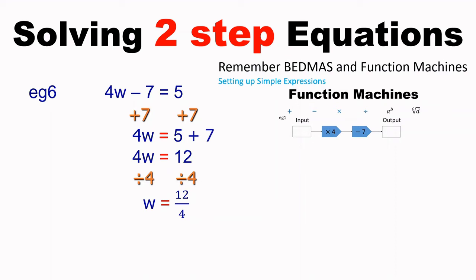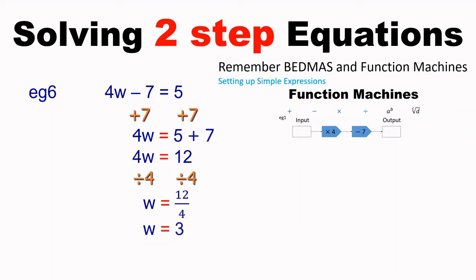Remember, fractions need division, so 12 divided by 4. Now we just need to simplify this to find our solution. W is equal to the answer of 12 divided by 4, which we write underneath, that's 3. W equals 3 is our solution to this equation.